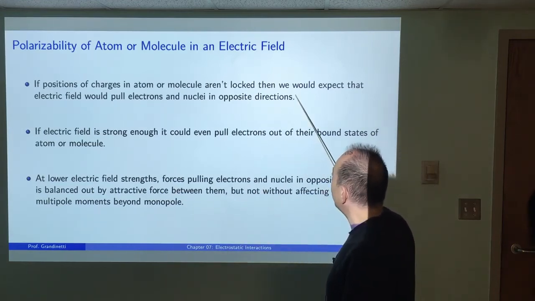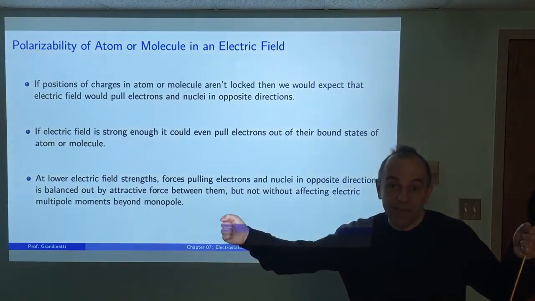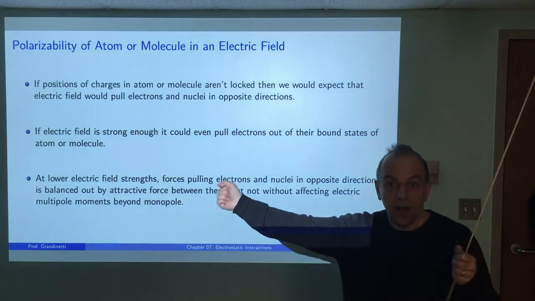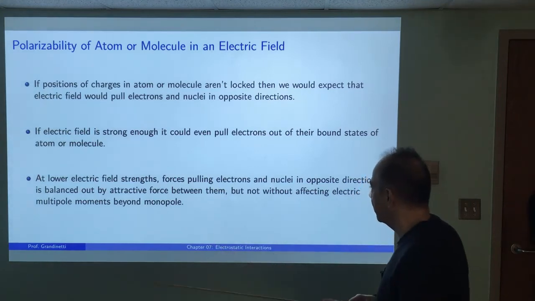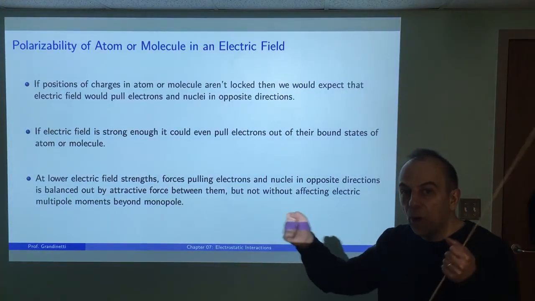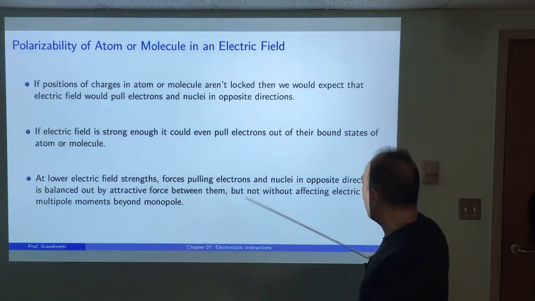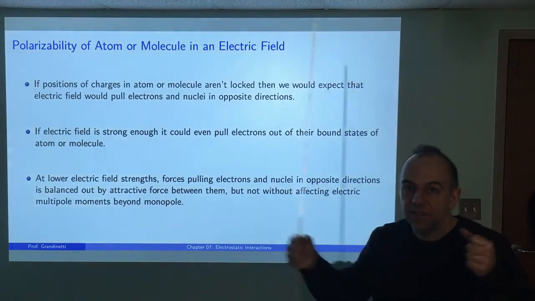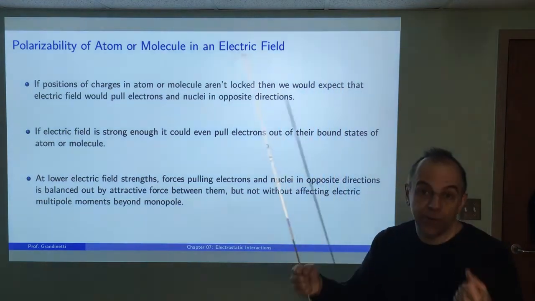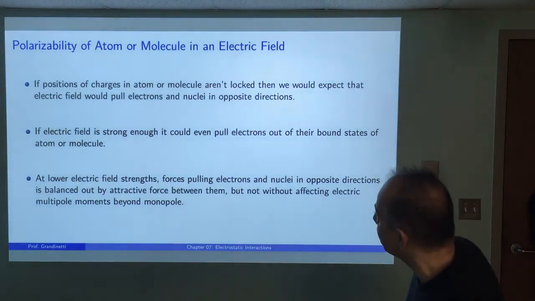So what we know is that the electric field would pull the electrons one direction and the positively charged nuclei the other direction. And if it's a really strong electric field, it could actually pull the electrons off the molecule. That's a very, very strong electric field. But at lower electric field strengths, it will pull them out, but then there'll be some balance of attractive forces that will hold them together. So the molecule will change shape a little bit, but it will still be held together. And that will affect all the moments other than the monopole. Since the molecule hasn't lost any charge and there's no ionization there, then the total charge will stay the same, but the dipole moment, the quadrupole moment, all of those will have changed because of this stretching or distortion of the molecule in the electric field.